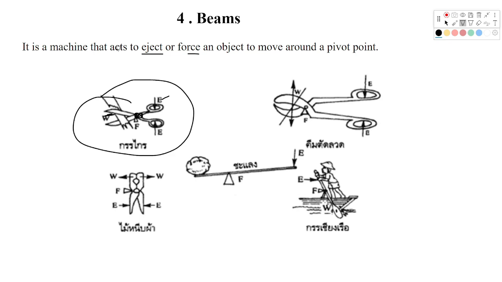So it's a machine that acts to inject a force in an object to move around a pivot. So it's moving around this pivot. Look at this, moving around this pivot. We call this a beam. So this is the effort area, and this is the work. This is the force, this is the work, and this is the effort. We call those beams. I know you have seen them. You work with them almost every day.